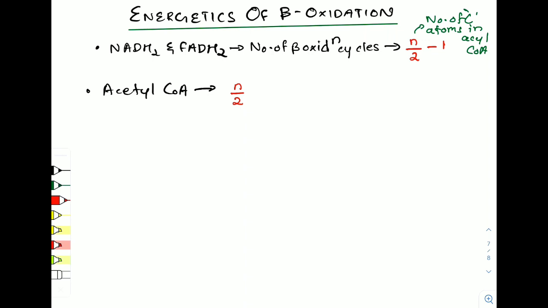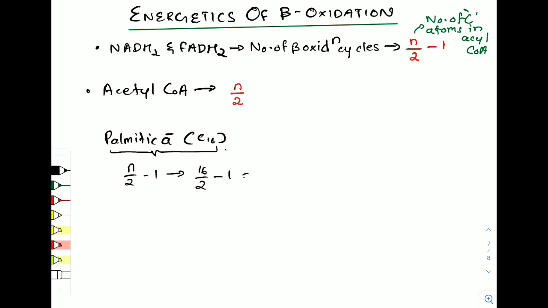So with that, let's move on to an example. Let's take the case of palmitic acid, which is a 16 carbon compound. This is the fatty acid that most commonly undergoes beta oxidation. We can find the number of NADH2 and FADH2 via the formula N by 2 minus 1, which in this case is 16 by 2 minus 1, which is equal to 8 minus 1, that is 7. So 7 cycles of beta oxidation take place.